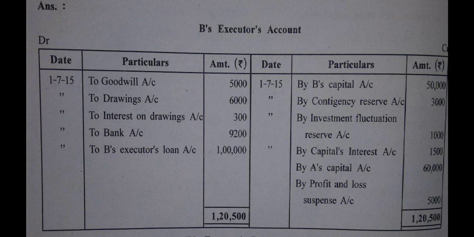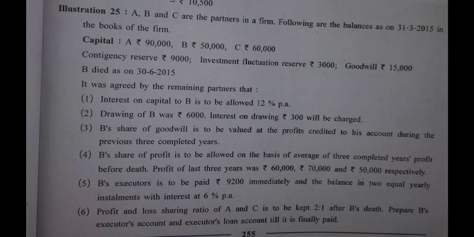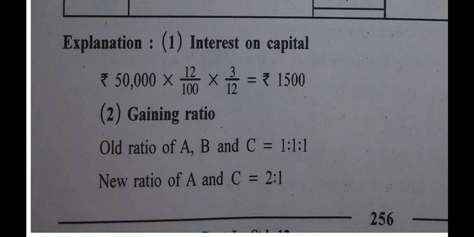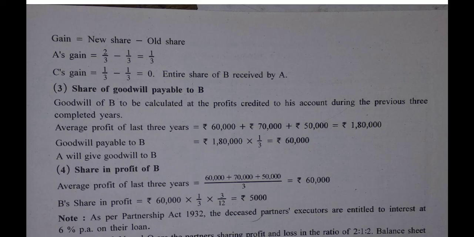Alright? There was a minor difference in adjustment number 3 and 4. In adjustment number 3, it is written it is to be valued at the profits credited to his account. Adjustment number 4 is on the basis of average of 3 completed years. This is the reason in adjustment number 3, we have calculations such as 1,80,000 and in the fourth working note we have 60,000.